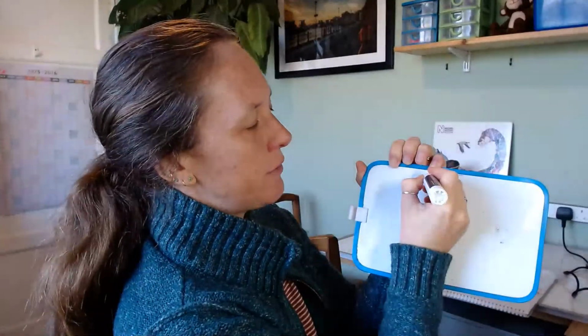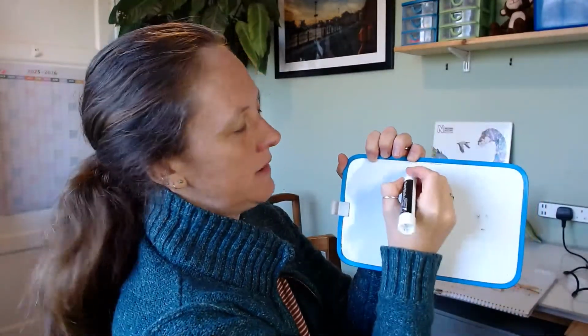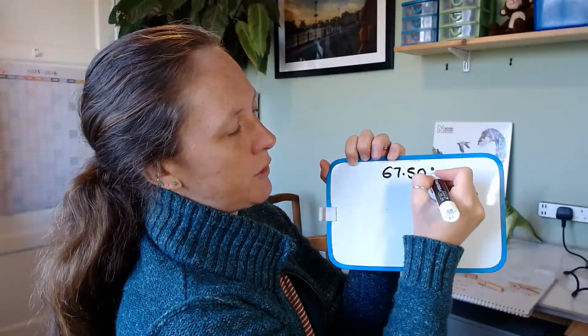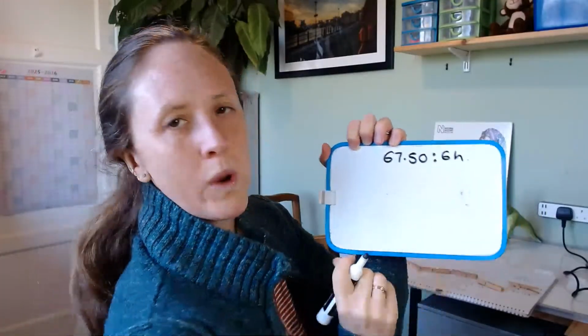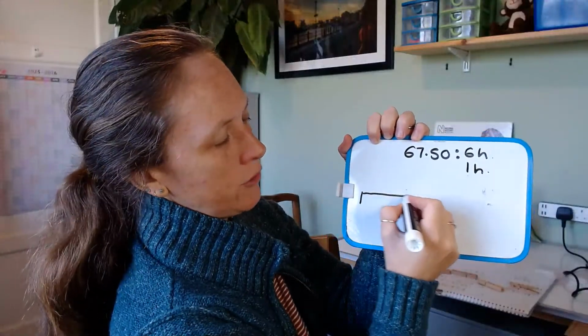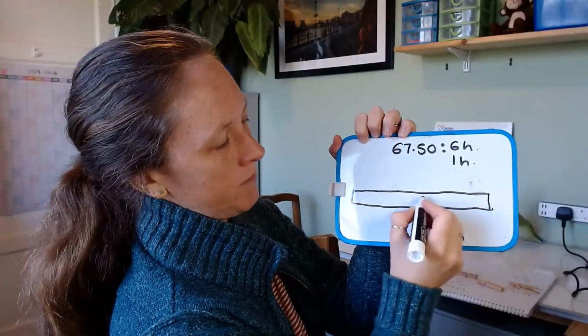Hannah was working for 6 hours. Oh, I need to put the money first. Keep it consistent. She got £67.50 and she worked for 6 hours. We want to know how much she's going to get for 1 hour. So I'm going to draw out a set of boxes. I'm going to draw 6 of them.